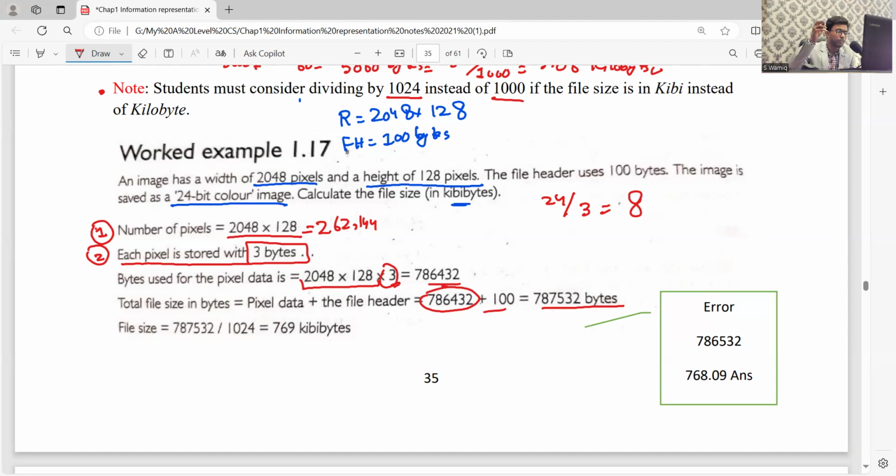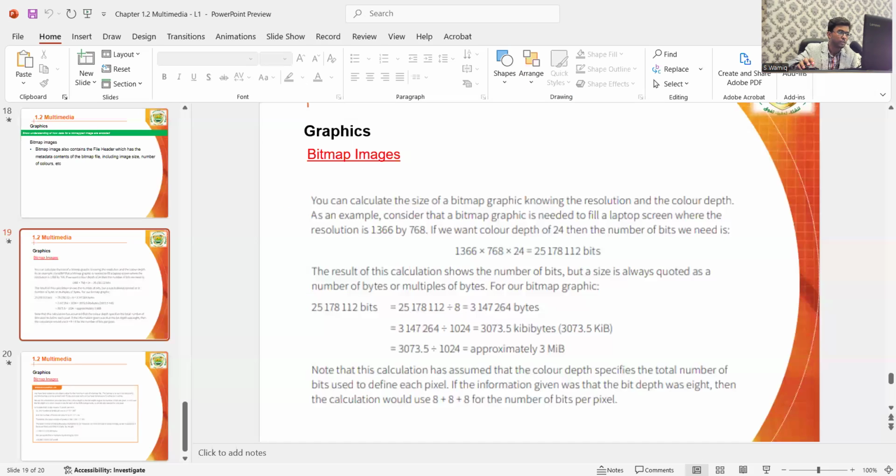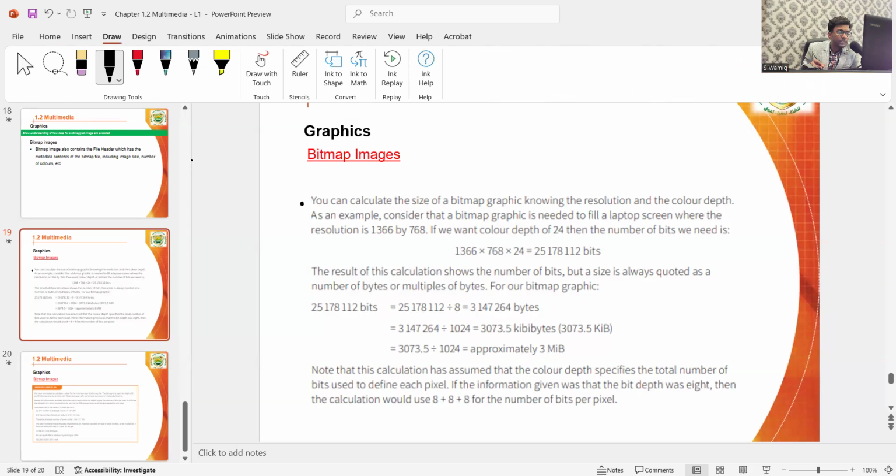I will also post the written explanation of this in MS Teams so that it's quite clear to all of you. Other than that, I have another example calculation that I wish to share, which is in the PowerPoint presentation I shared with you. This is a bitmap image calculation. It says that you can calculate the size of a bitmap graphic knowing the resolution and color depth.